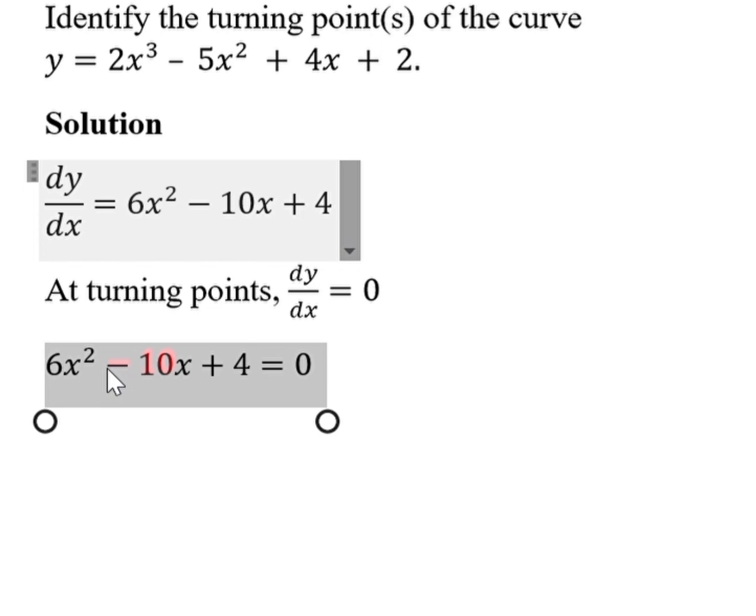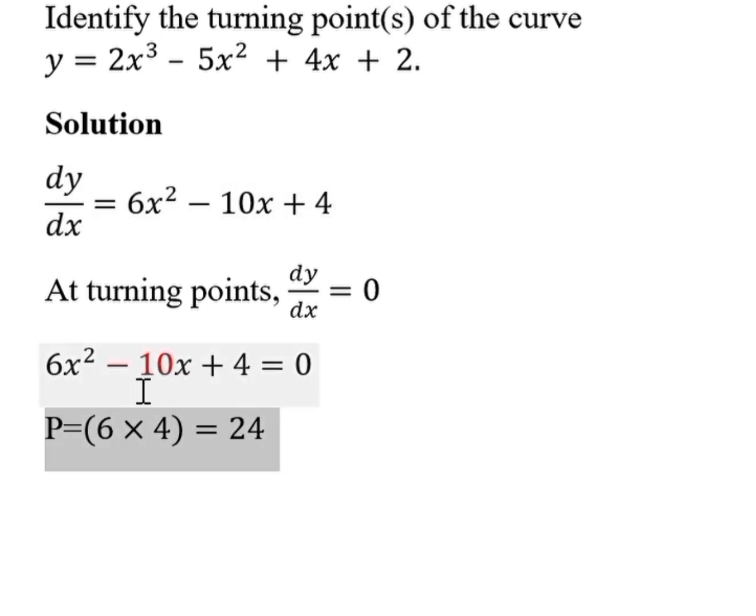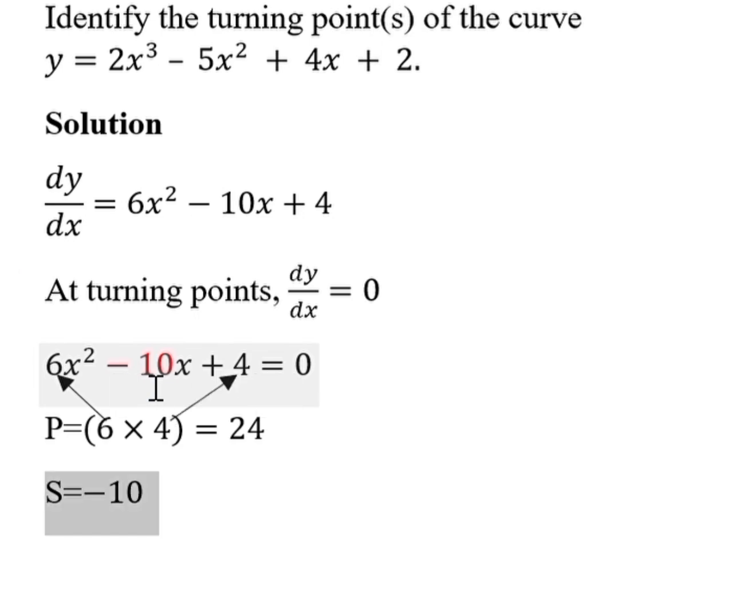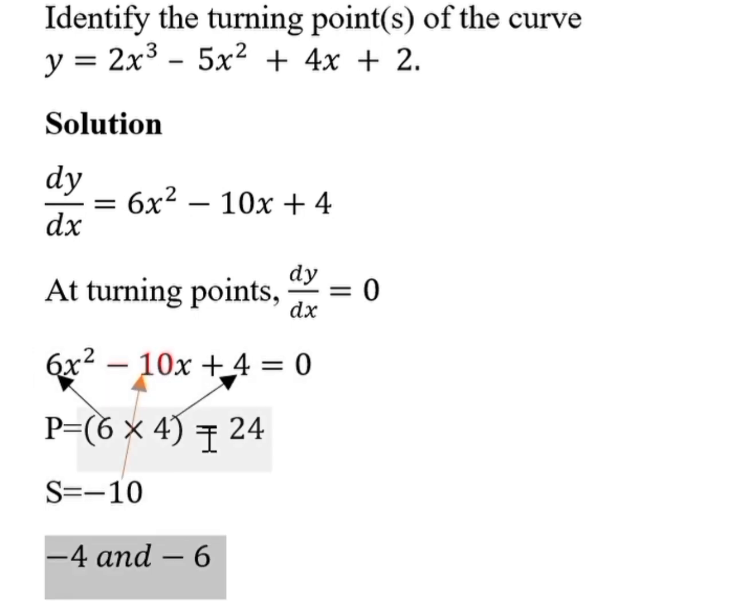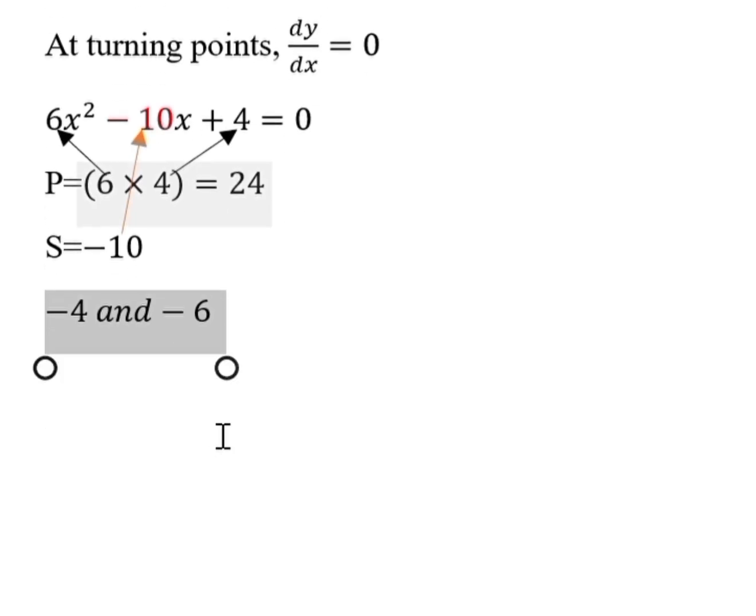We can use many formulas to get the values of x, but I've decided to use the factorization method. So we look for 2 values whose product is the value you get when you multiply 6 and 4, that is 24, and the sum should be negative 10. So those values are supposed to be negative 6 and negative 4, or you can say it's negative 4 and negative 6. Negative 4 times negative 6 gives us 24. Negative 4 plus negative 6 gives us negative 10.